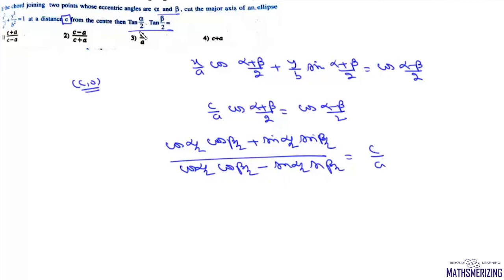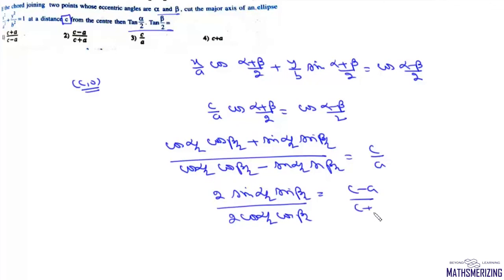Now we need to find the value of tan alpha by 2 and tan beta by 2. So we'll use componendo dividendo. So here we'll subtract first. We'll write 2 sin alpha by 2 into sin beta by 2. Here also we'll need to subtract c minus a, and here we'll add. We'll get 2 cos alpha by 2 cos beta by 2, and it will be equal to c plus a. So the value of tan alpha by 2 into tan beta by 2 is c minus a upon c plus a, and that's your option number 2.